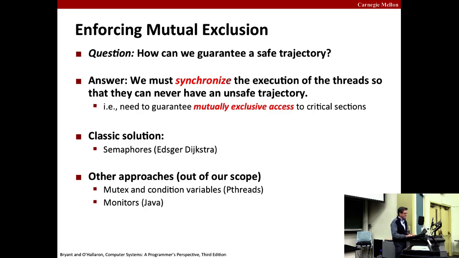So how do we do that? Somehow we have to synchronize the execution of those threads. Another way to think of this is that we need to guarantee mutually exclusive access to the critical sections. Once a thread starts executing the first instruction in its critical section, we don't want it to be interrupted by another thread that has a similar critical section. We don't want one critical section with respect to a certain global variable to be interrupted by another thread that's currently within that same critical section.